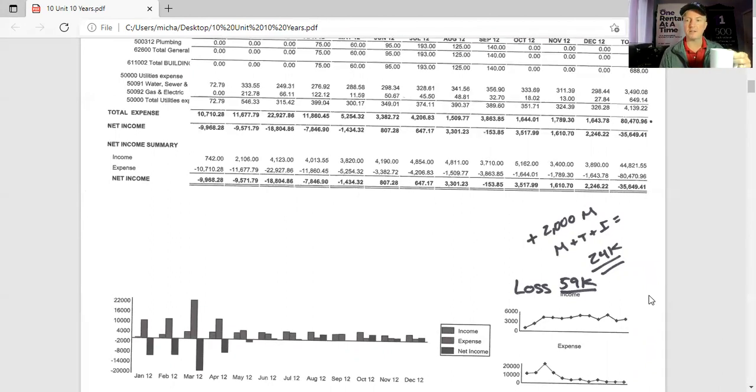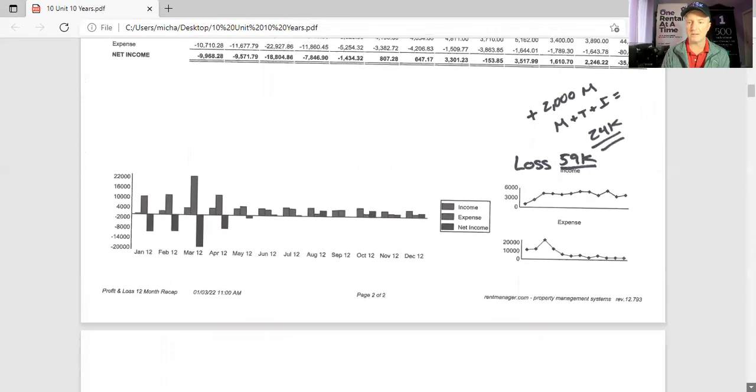But again, we were buying a dog. The dog had fleas. It was a heavy lift. We expected the first year to be ugly. We were ready for it. This was definitely not our first unit.